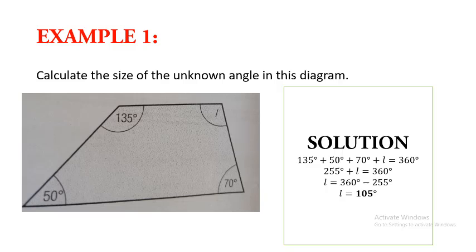So here our work is to find the size of this angle L. That means we are going to move 255 degrees to the right hand side. So it will change the sign to become negative. So we'll subtract 255 degrees from 360 degrees to find the size of the unknown angle marked L, which is 105 degrees.